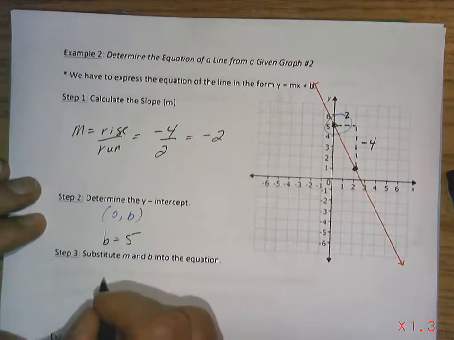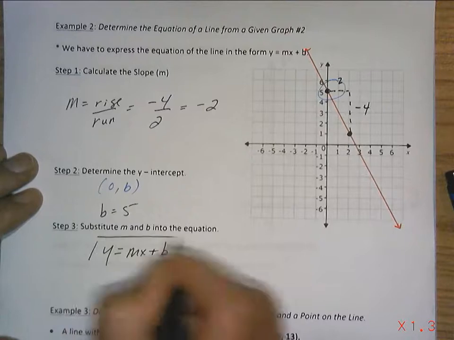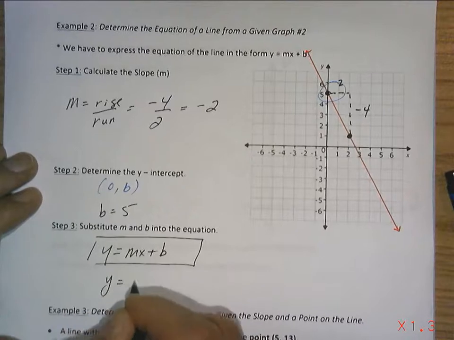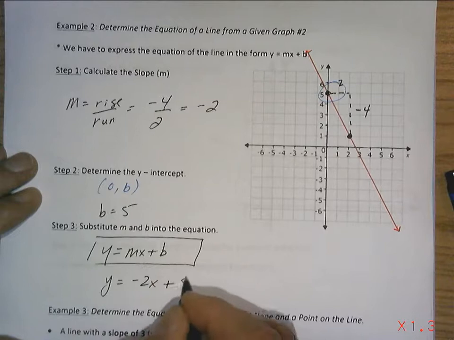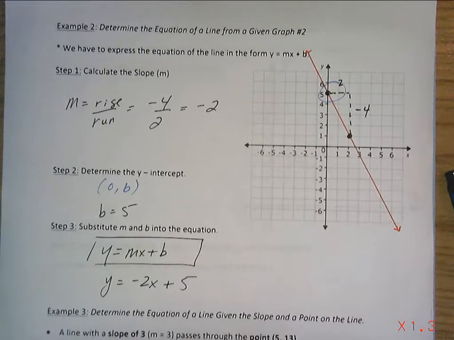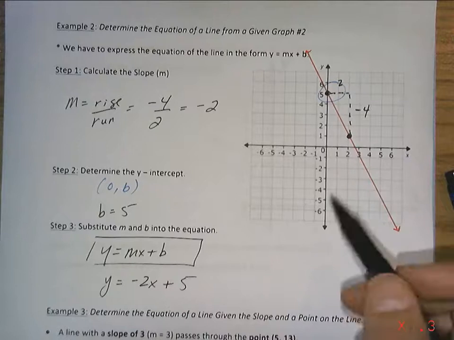Plugging it into the equation, y equals mx plus b, that's the equation. It'll be y equals negative 2x, that's my m, plus 5. If I want to check to see if it's right, I could pick a point over here, plug in my x value, and see if they lined up.